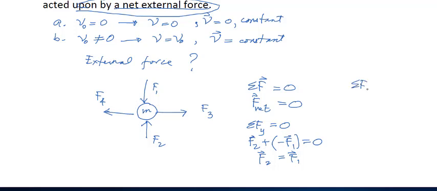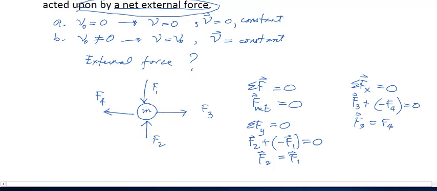If the summation of forces along X, or along the horizontal, is equal to 0, then there is no motion along the horizontal if the body is initially at rest. In this case, F3 plus negative F4. Why negative? Because F4 is directed towards the left, taking the right direction to be positive, so the left direction is negative. This is equal to 0, so F3 is equal to F4. The forces acting horizontally balance each other. If balanced, the mass at rest along the horizontal will continue to stay at rest. If it is moving, it will continue to move with constant velocity, meaning the same magnitude and in a straight line.